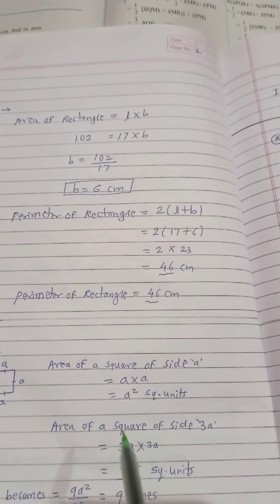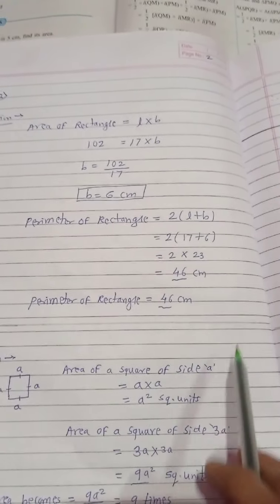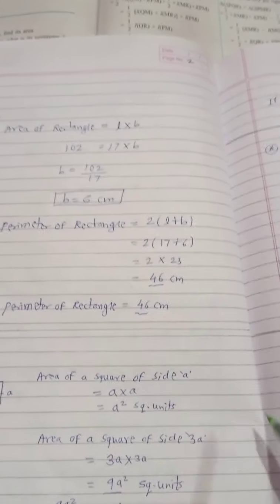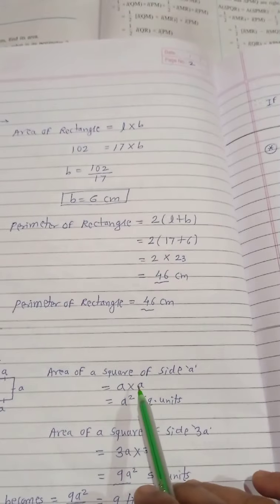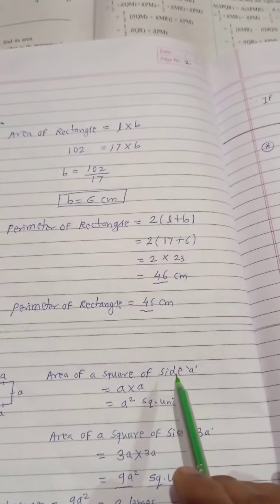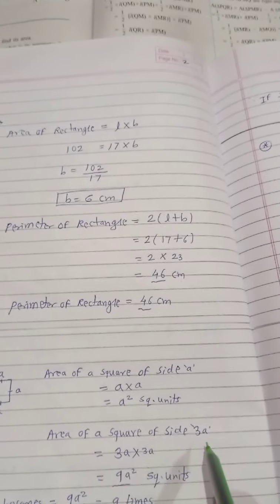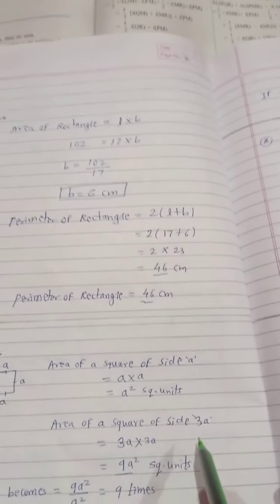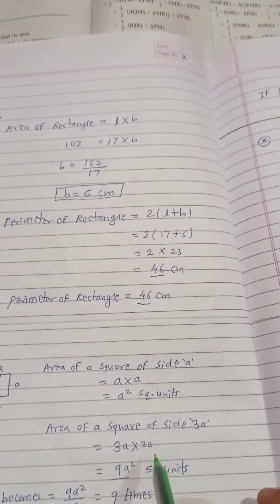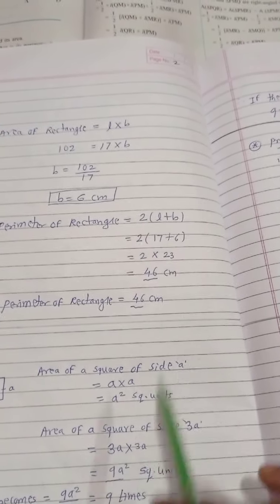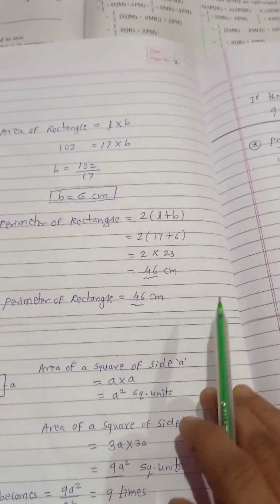Then here, the area of a square of side 3A. Why have I taken the side 3A? Because they have given that the side of the square is tripled. Tripled means that if the old square's side is A, then the new square's side will be triple, that is 3A. And you know the formula, side into side, so 3A into 3A will be 9A square, in square units. Here they ask how many times its area will be compared to the area of the original square.